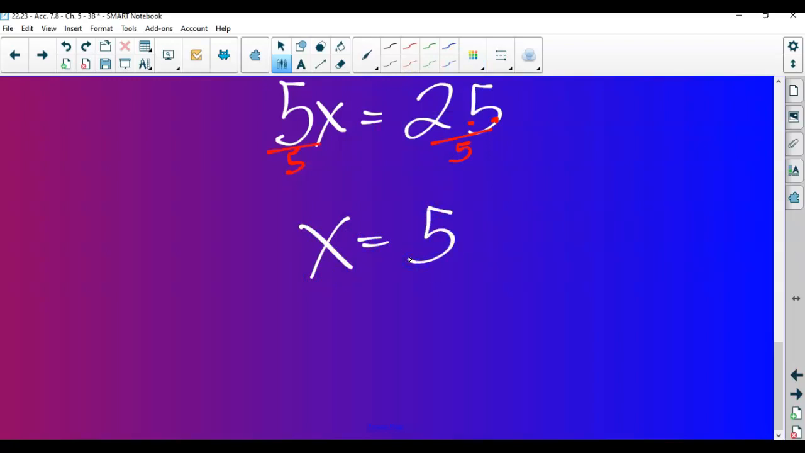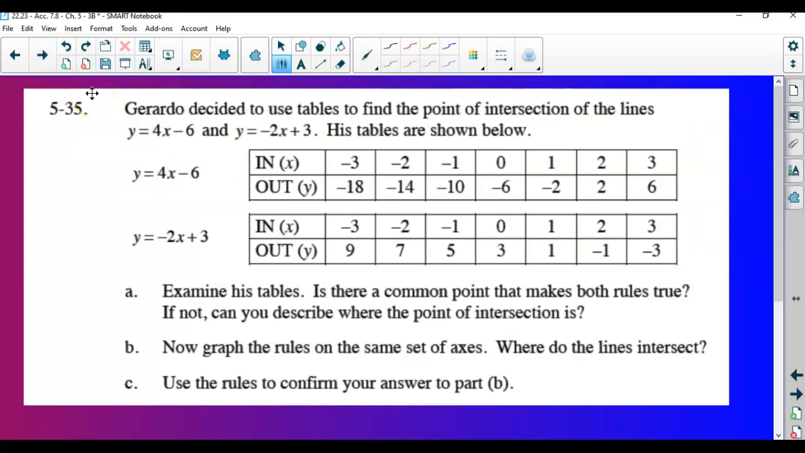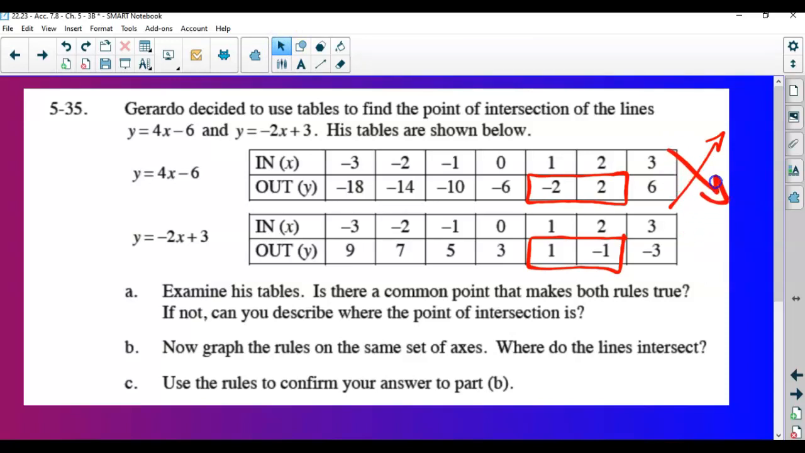Now, the table would work until it doesn't. Because Gerardo tries to use that table. So he's got these two equations. And he's like, all right, -3, -2, -1, 0, 1, 2, 3. This is what I did on the last problem. But then he notices something. They missed their meetup. It's like missed connections, right? Because this right here went from negatives to positives. And this right here went from positives to negatives. So this line was sloping upward, slope of 4. This line is sloping downward. And there was a place where they crossed, but we missed it.